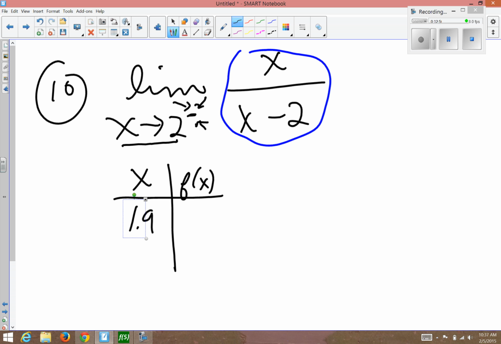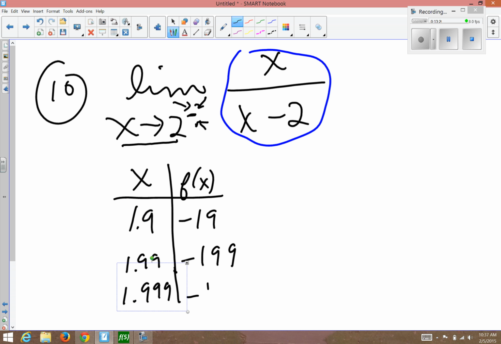Plugging 1.9 into x divided by quantity x minus 2, I got -19. And then I'll plug in 1.99 because we say x approaching 2, meaning getting closer and closer. 1.99 is closer to 2 than 1.9. I got -199 when I did that. When I plug in 1.999, I get -1,999.